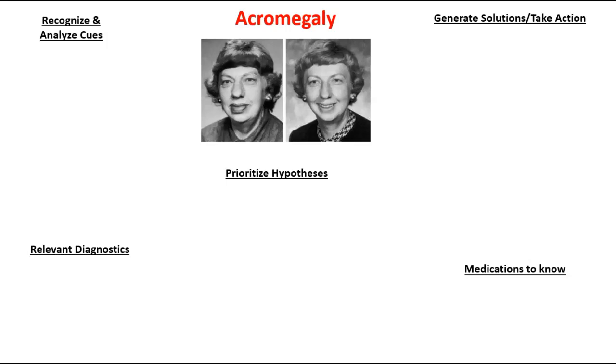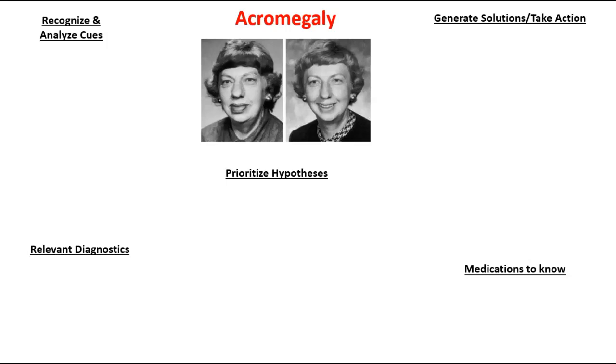Prioritizing hypotheses are the possibilities, the priorities, the most pressing concerns, risks related to the solution, and risks if we do nothing. Generating solution and taking action, these are the patient goals and their expected outcomes. We want to implement the plan. These are the skills, procedures, collaborations, teaching, ethical concerns, and evaluate the patient response, and then medications to know.